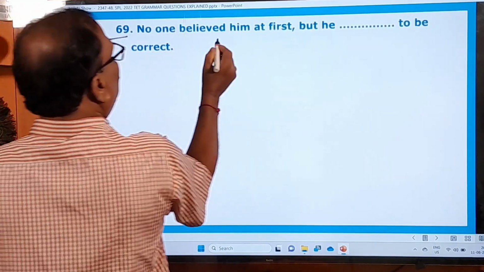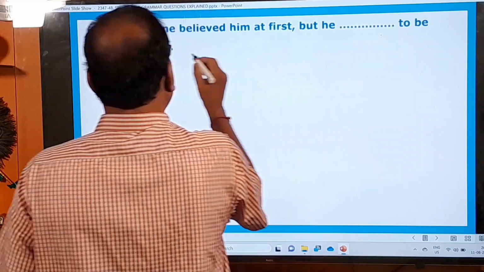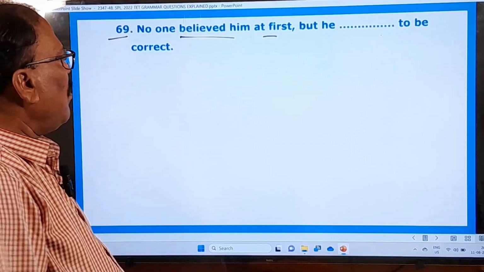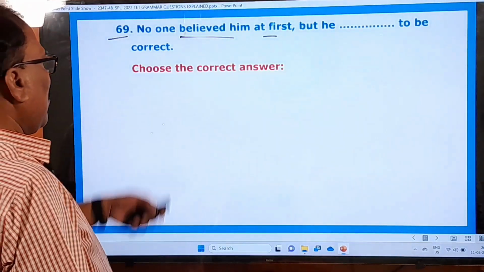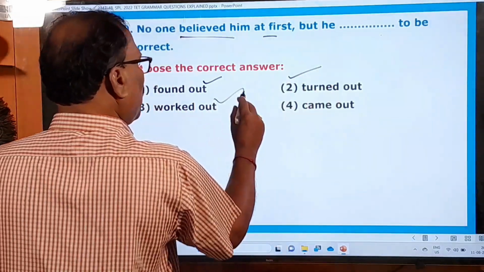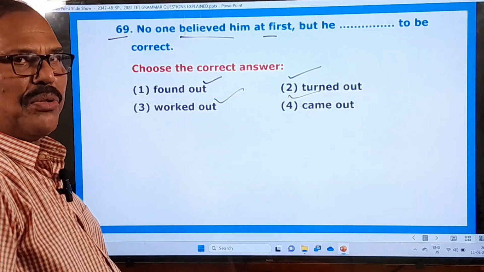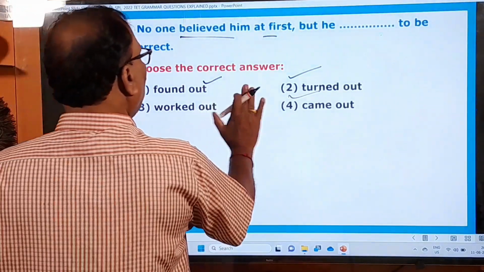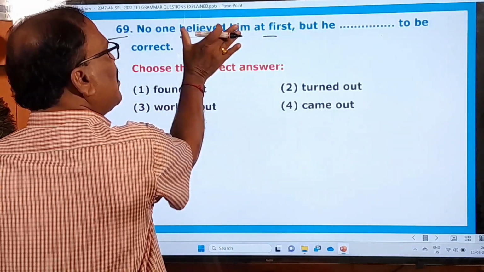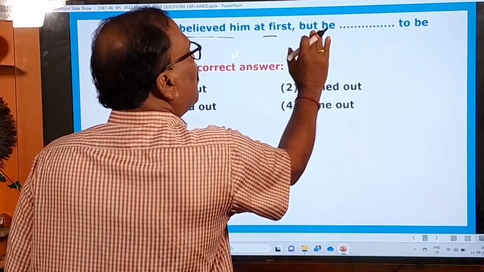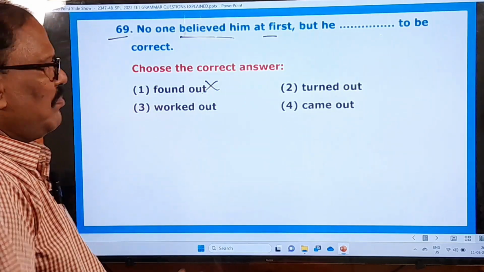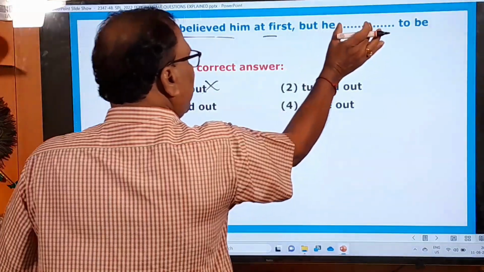So 69th one. No one believed him at first, but he dash to be correct. Nobody believed him at first, but he dash to be correct. So what to use in that blank? Choose the correct answer. Options are given. Do you say found out to be correct, turned out to be correct, worked out to be correct, or came out to be correct? Found out means discovered. So no one believed him, the statement is there. Basing on this statement, would you say "but he discovered to be correct"? No. This word doesn't fit in this blank.